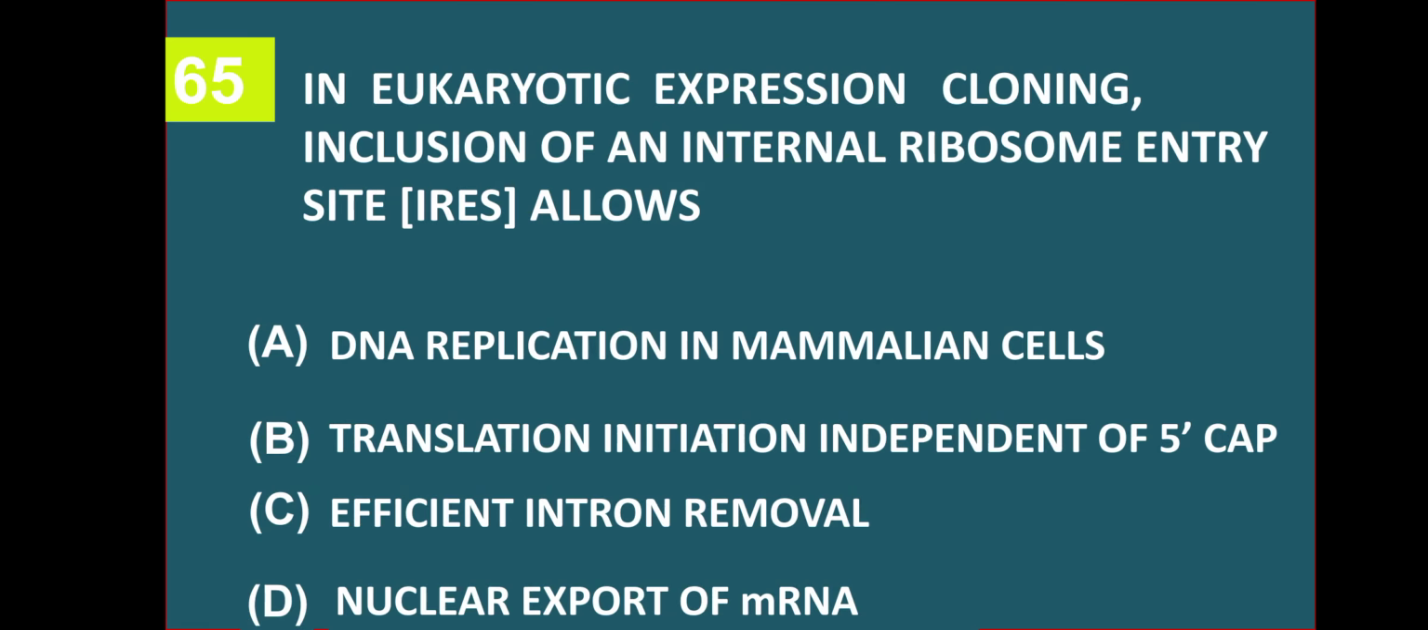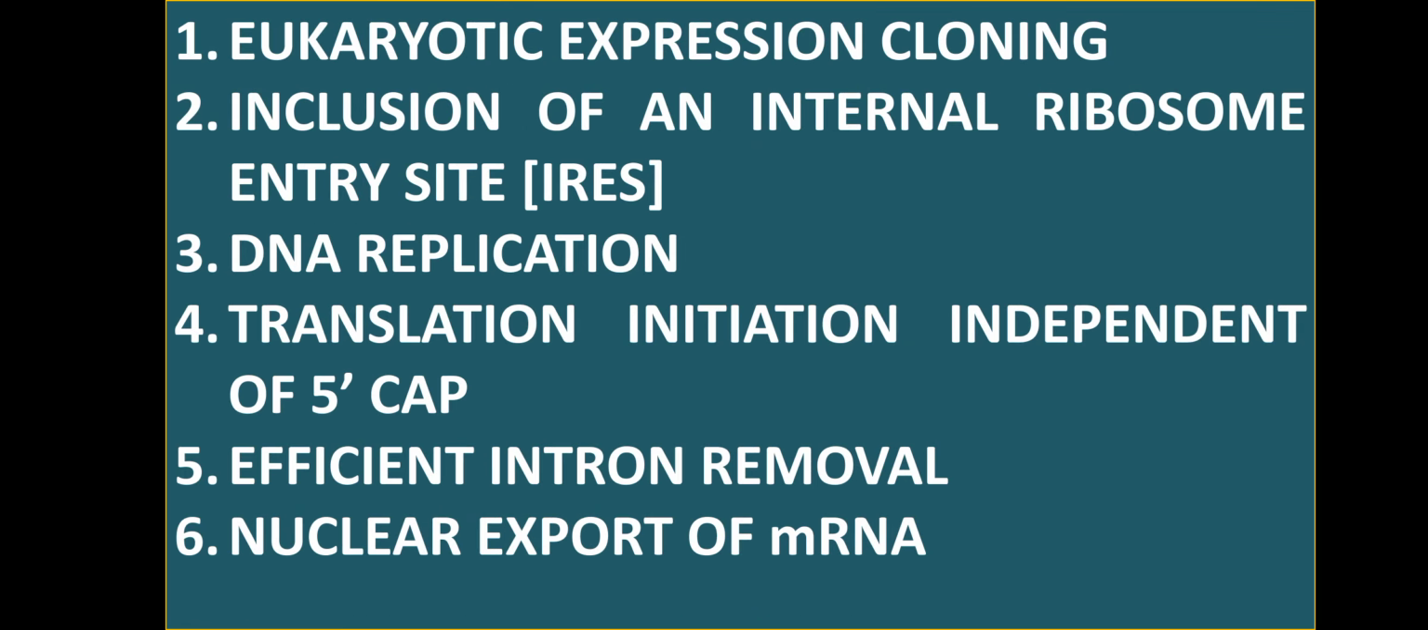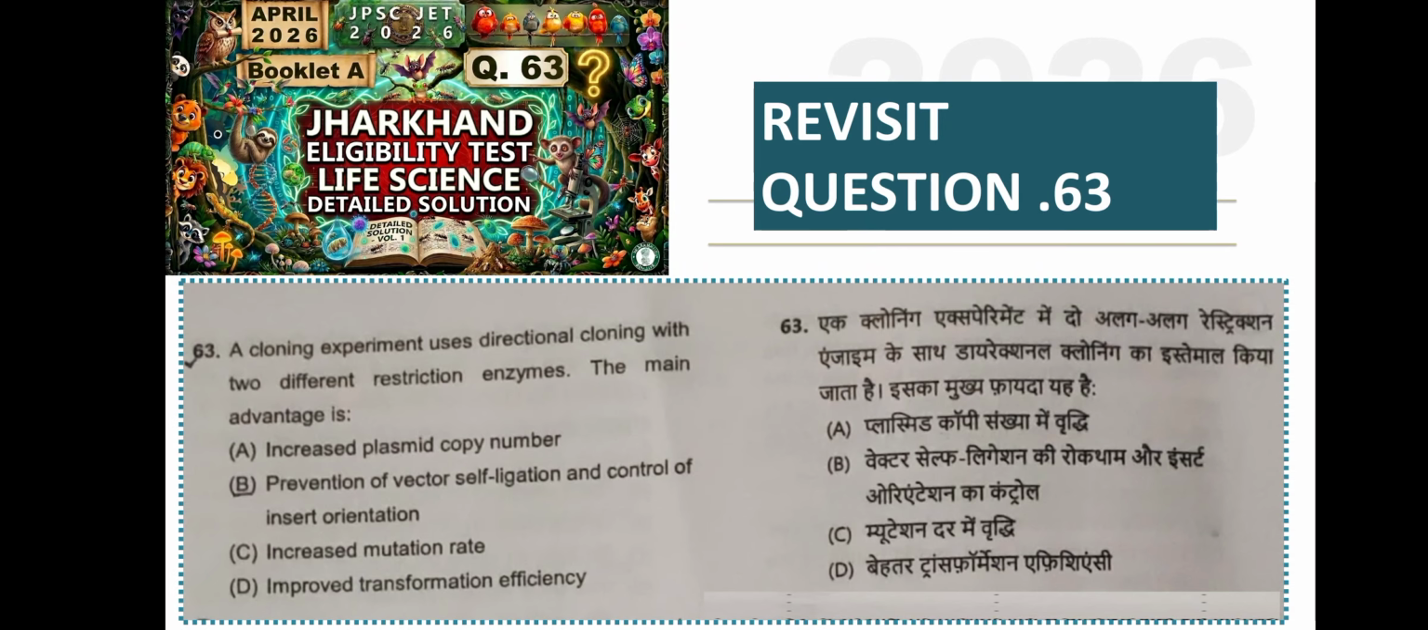So in this question, there are different terms that I must explain in brief so that the question becomes crystal clear to you. The terms are eukaryotic expression cloning, inclusion of an internal ribosome entry site IRES, DNA replication, translation, efficient intron removal, and nuclear export of mRNA. So let's see what these are.